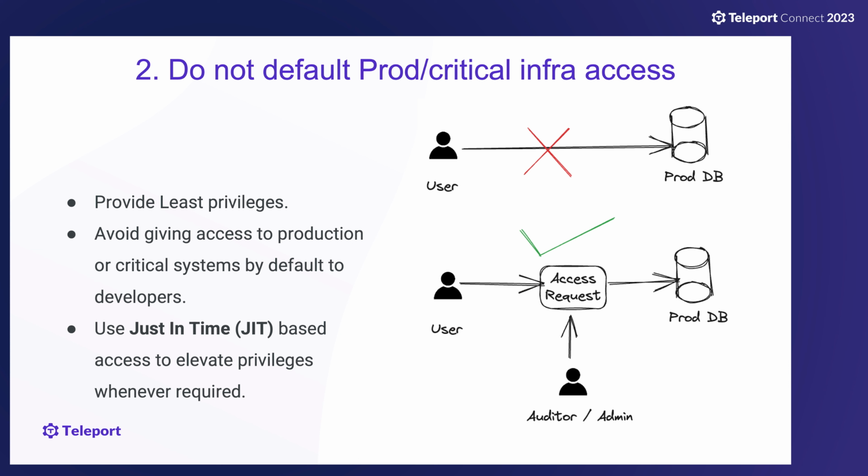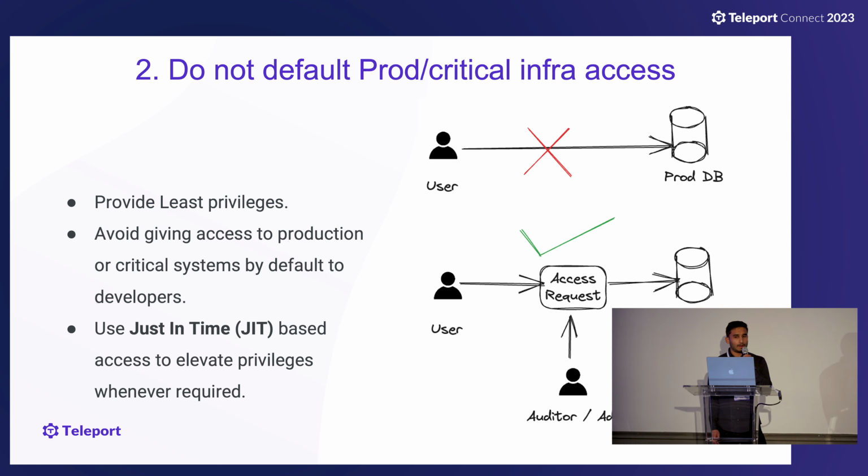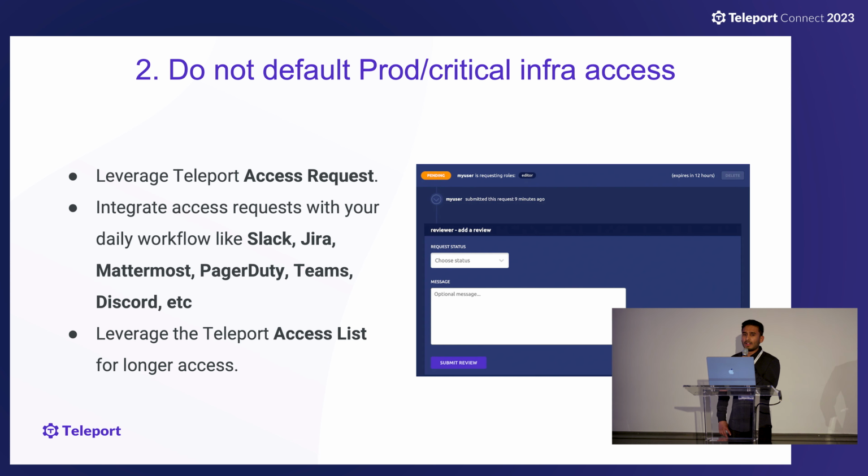Do not default production or critical infrastructure access. Giving default access to production is a vulnerable practice. At the same time, not giving access to your engineers will handicap them from working on a production issue, and their productivity might go down. So just-in-time access is a solution for this. You can use just-in-time access in those scenarios.